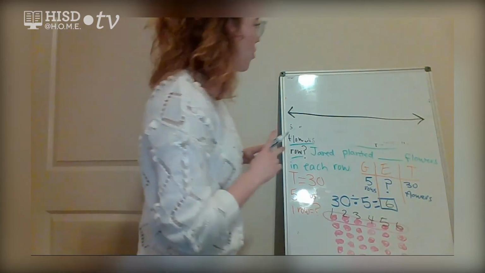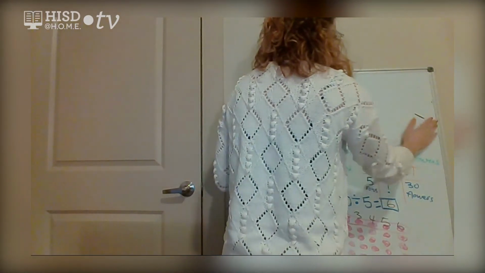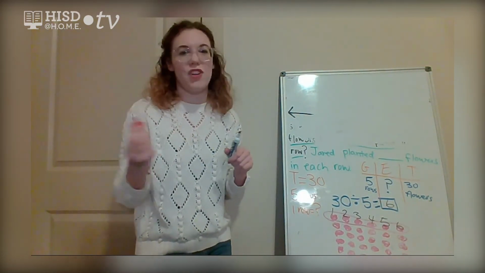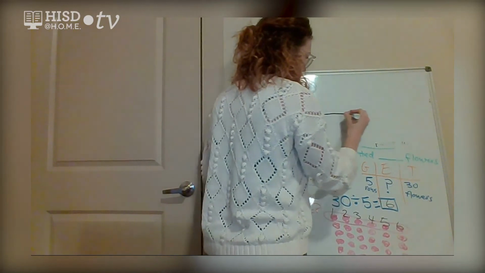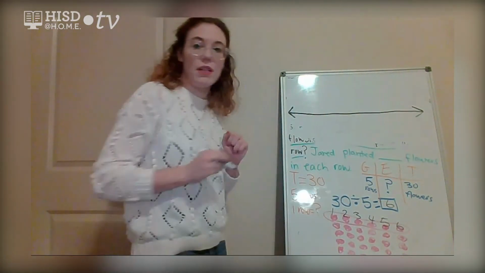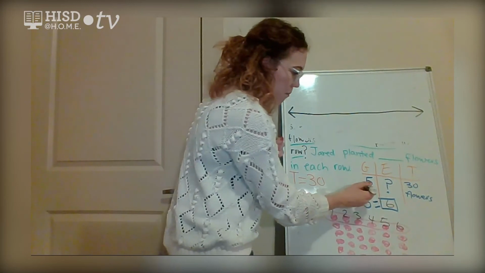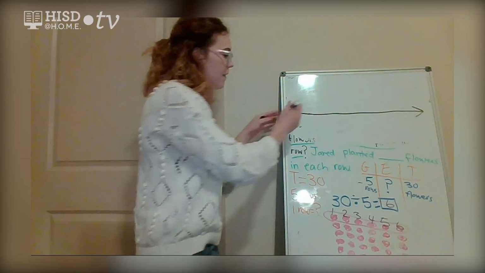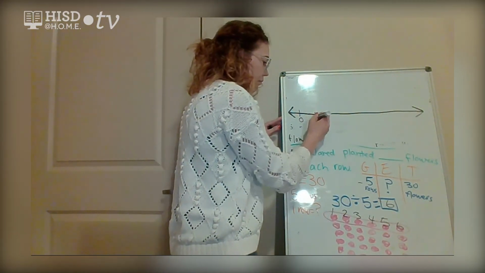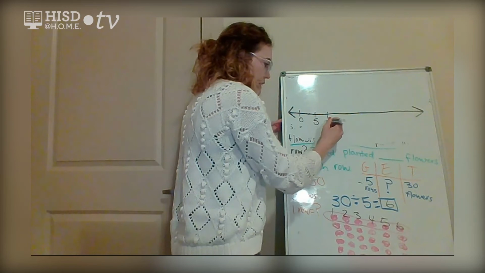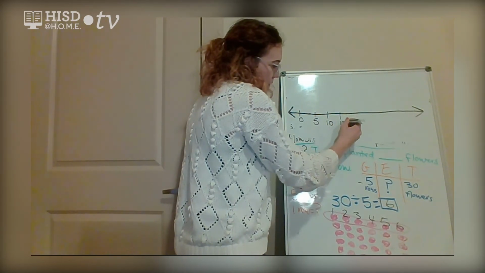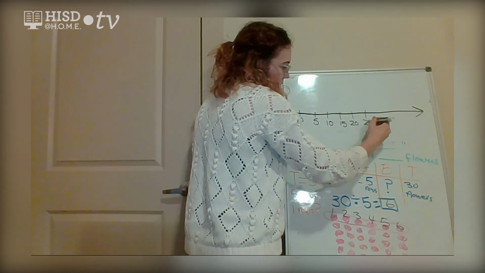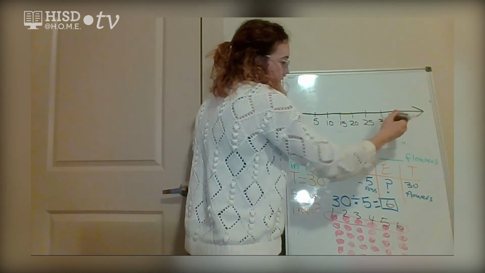Unfortunately, for multiplication and division, since they need to be equal jumps and equal sections, we have to start at 0. I don't know if that's really an unfortunate thing or just a thing we need to keep in mind. So I'm going to skip count by 5s because that's what we're dividing. We're dividing 30 by 5. I have to start at 0, 5, 10, 15, 20, 25, 30.